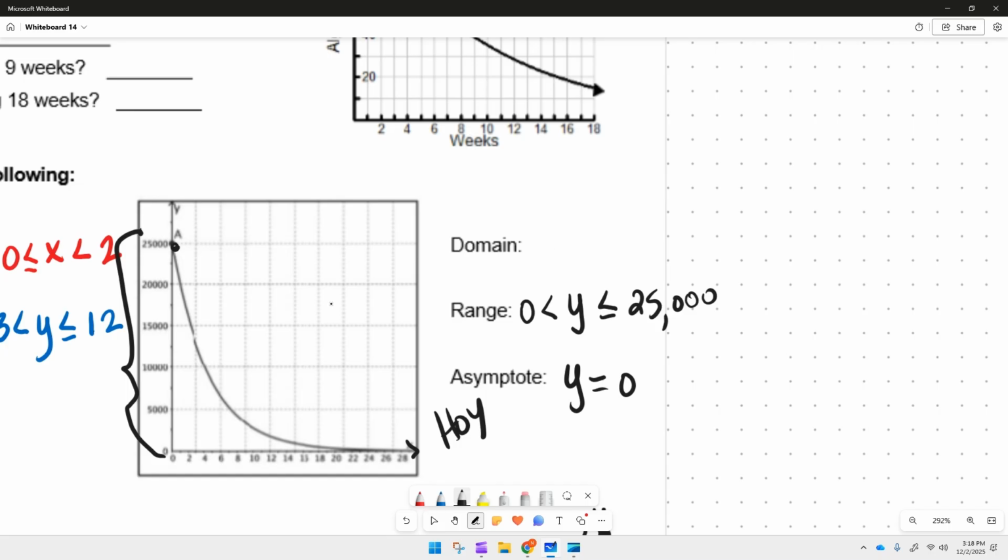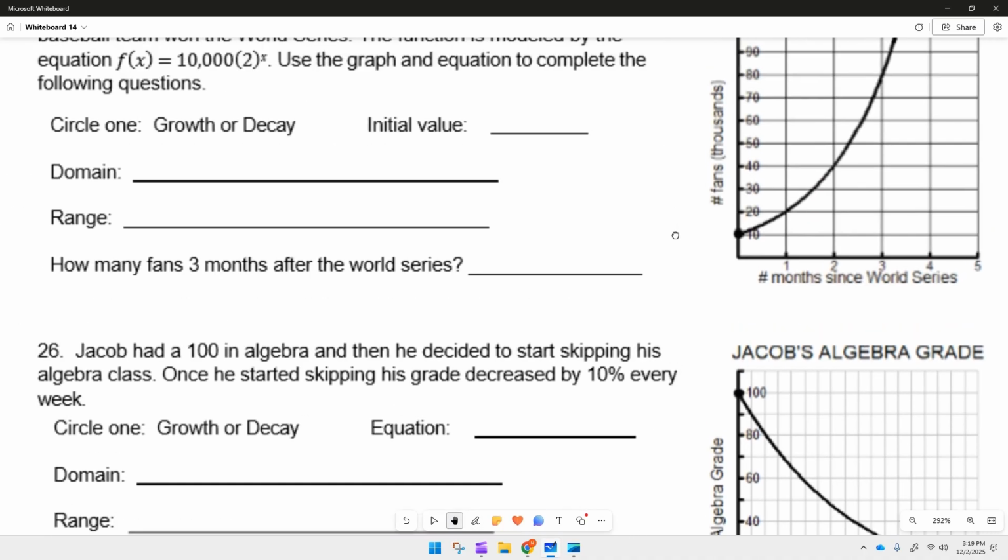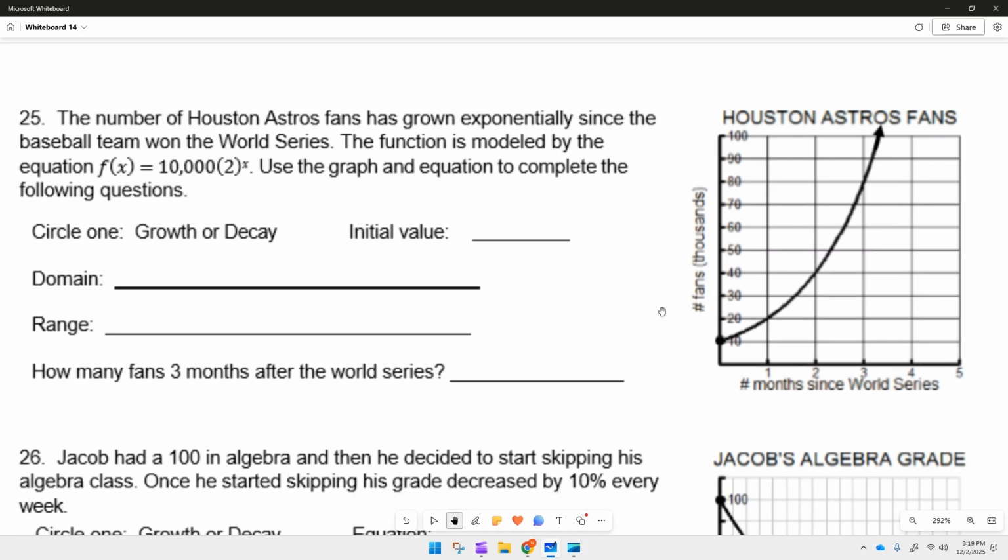The domain is going to be x greater than or equal to 0. Okay, so the domain in this case is going to be including 0 because we can start at that y-intercept of 25,000. Okay, really easy on that question. All right, and then the last two questions. All right, we're going to do number 5 real quick.